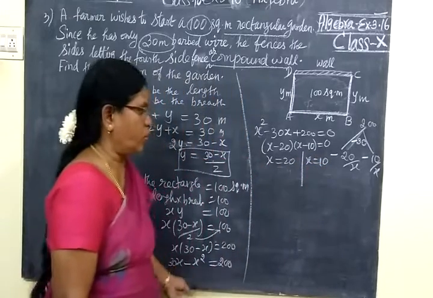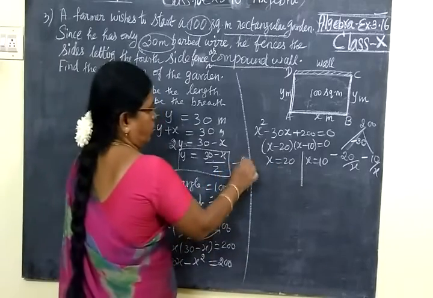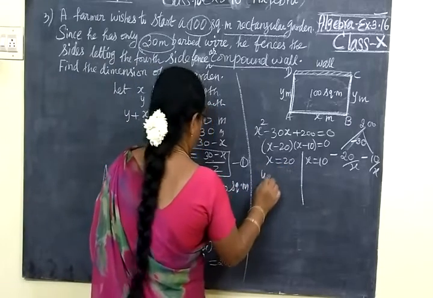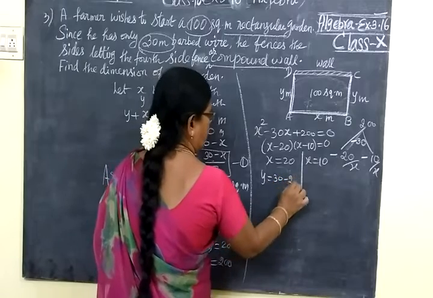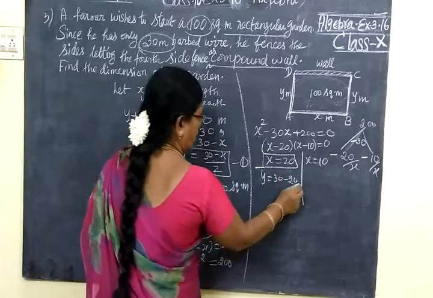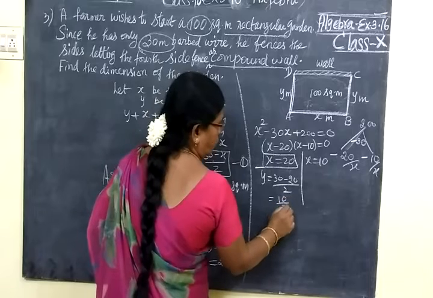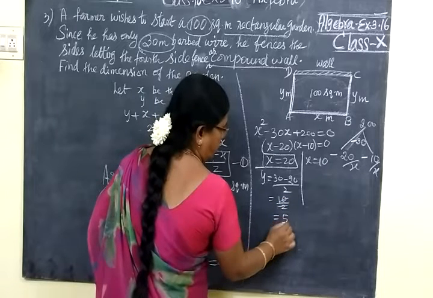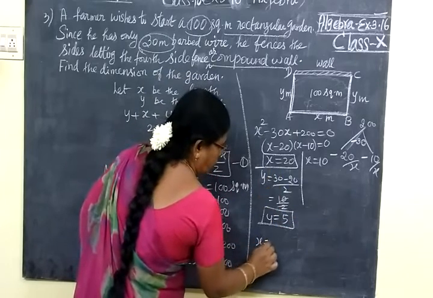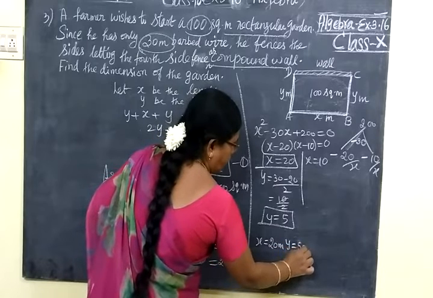Two answers we have got. So yes, you can substitute this in equation 1. So when x is equal to 20, then y equal to (30 minus 20) by 2. Instead of x, you are writing x equal to 20. 30 minus 20, 10. So 10 by 2, if you cancel, 5. So one set of value, when x equal to 20 meter, y value is 5 meter.